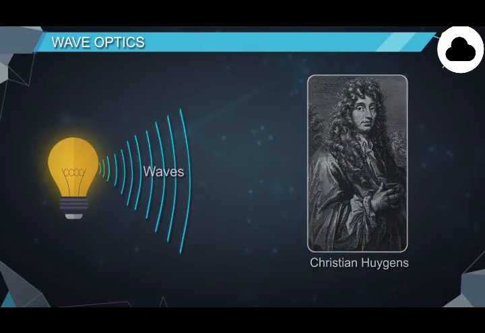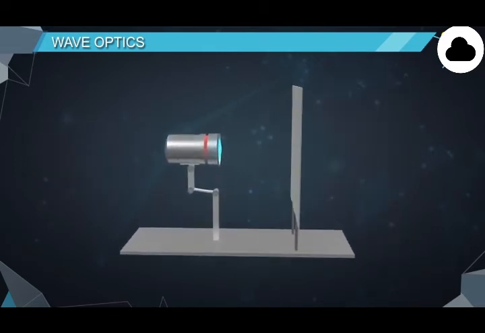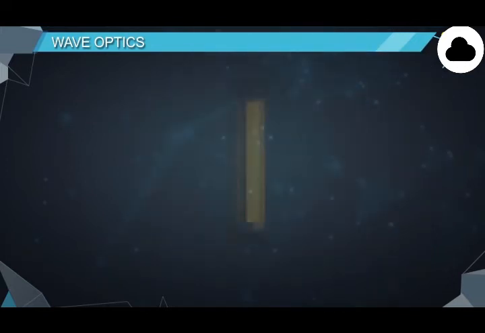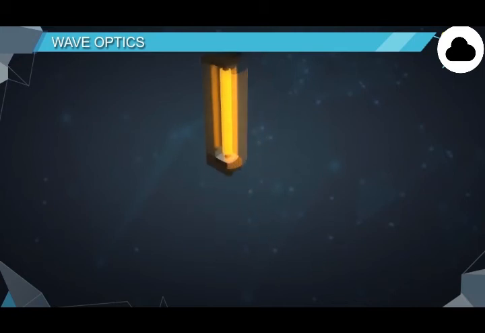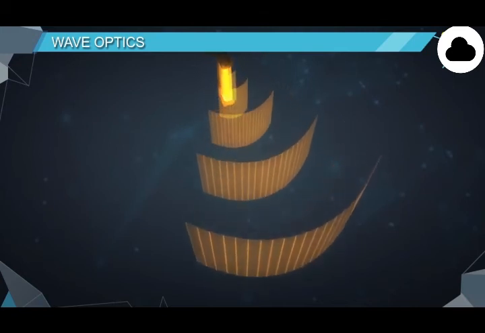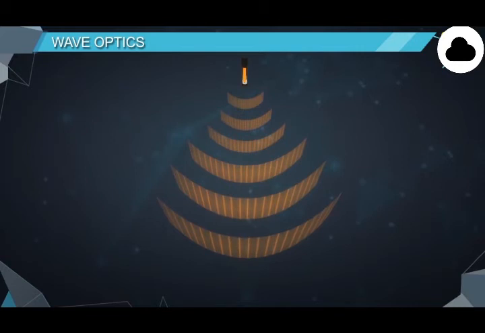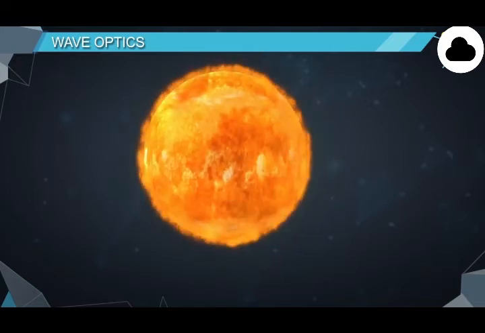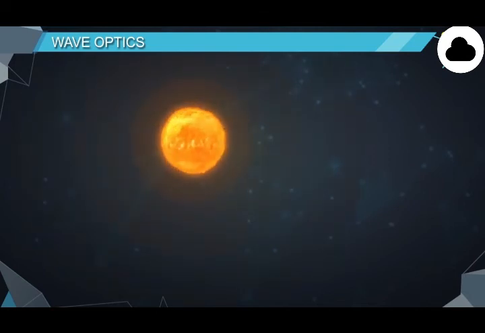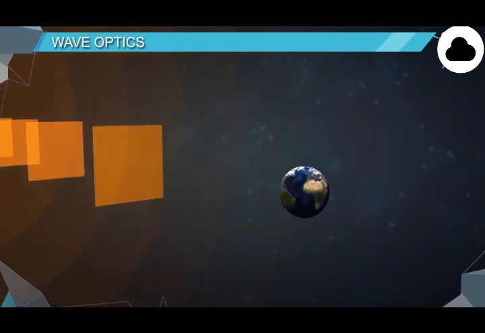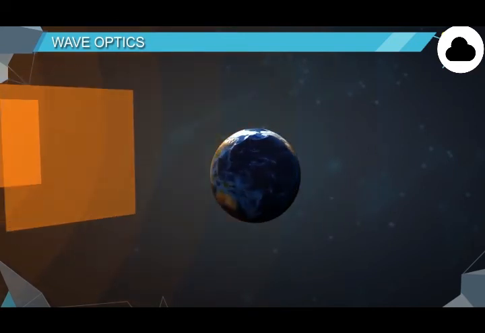A point source generates spherical waves in three dimensions. Similarly, a line source like a fluorescent tube and linear slits will generate wavefronts that are cylindrical in shape. A plane wavefront can be produced by any source located at a far distance. The best example is the plane wave which arrives from the sun. At a large distance, a small portion of a spherical wavefront appears to be a plane wavefront.